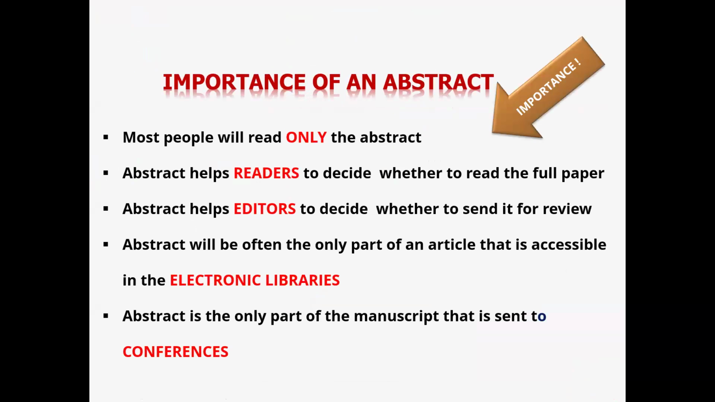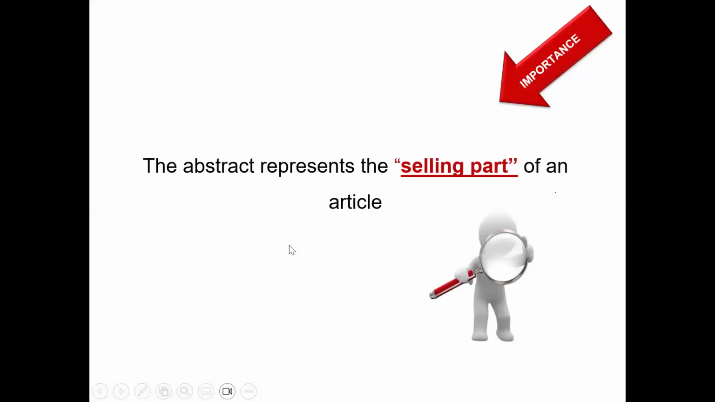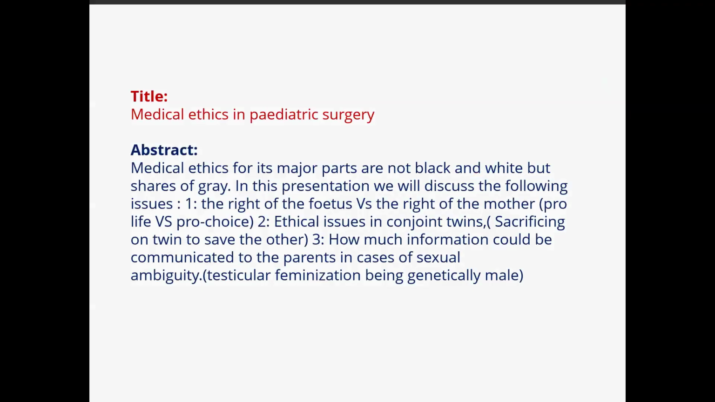So why is it important? Because sometimes it is the only link between you and your readers, because many sites only put the abstract on their website. And the abstract helps the reader to decide whether to read your paper or not. And the abstract actually helps the editor to decide to continue reading your paper or not. And sometimes it is the only part of the article that is accessible on the electronic library. So the abstract is considered, like the title, a selling part of your article. And we have two main types of abstracts.